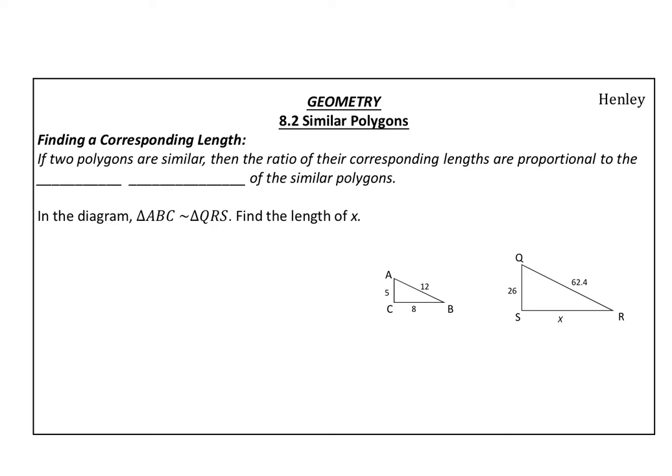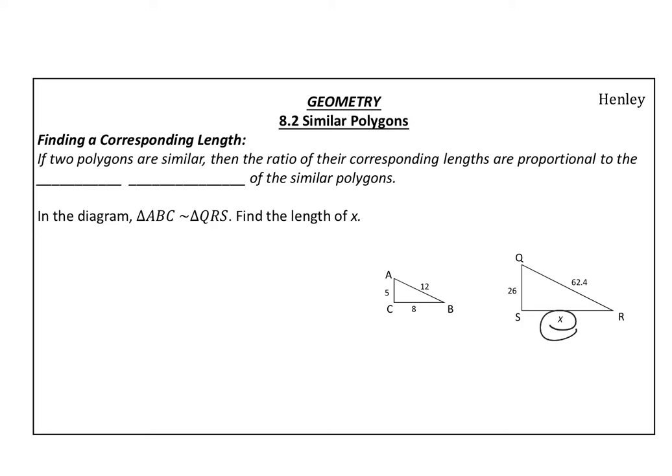When learning about similar polygons, we find that sometimes we have to find the corresponding length, which means we have triangles such as these shown here, where we have all of the sides or some of the sides on one triangle and we're missing something on the other triangle. So in this example, we're looking for the value of x.